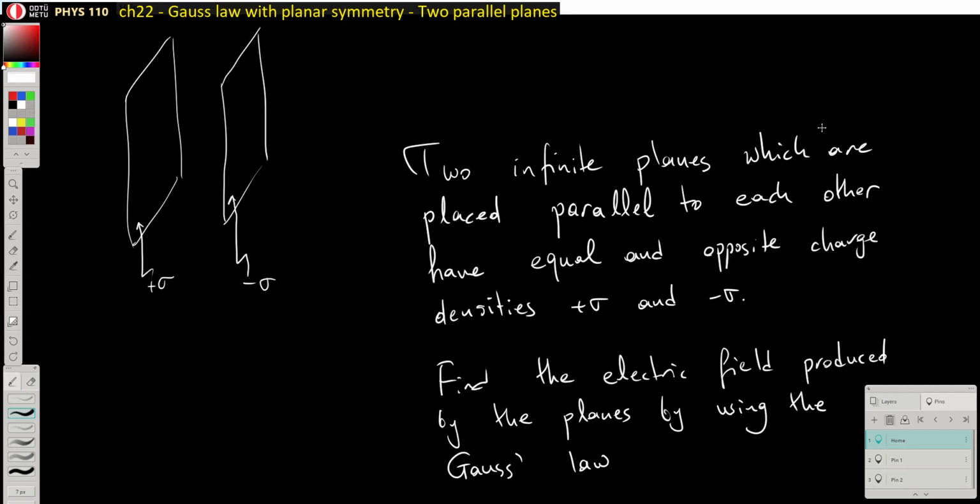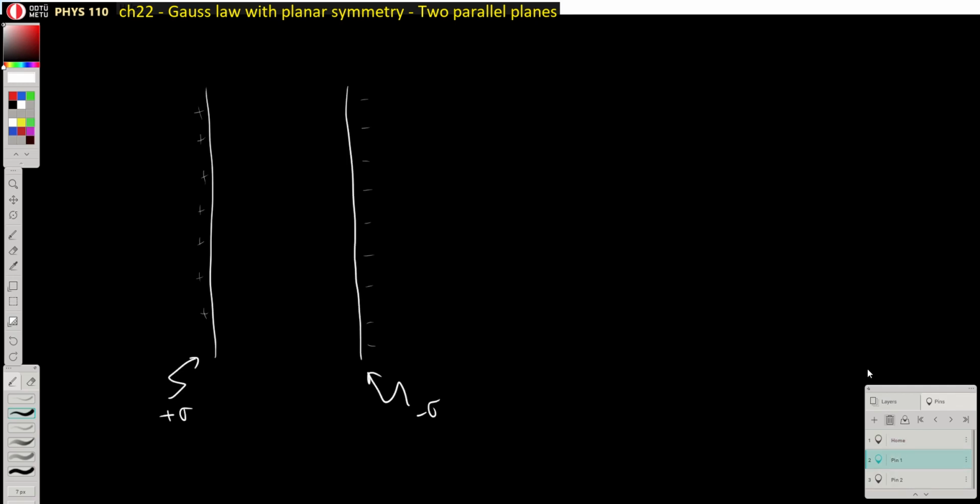All right, so let's look at this problem from the side view. In the side view, the planes basically look like infinite lines. Let's use this point of view for the discussions, and then let us see why we cannot claim that this problem has the complete planar symmetry.